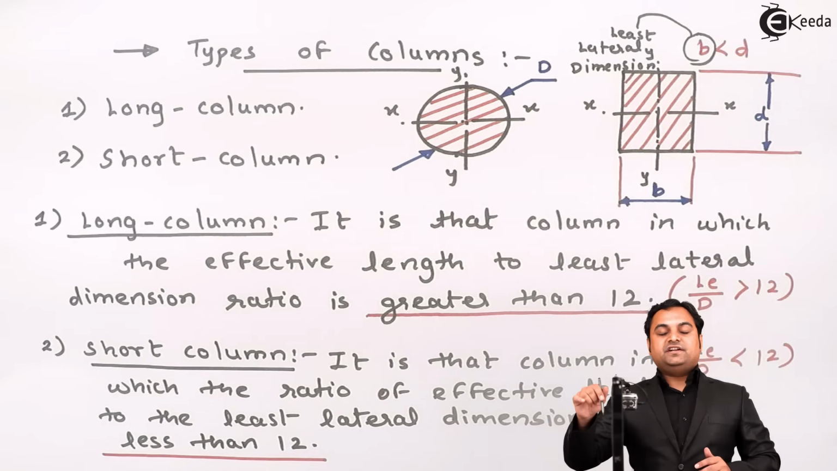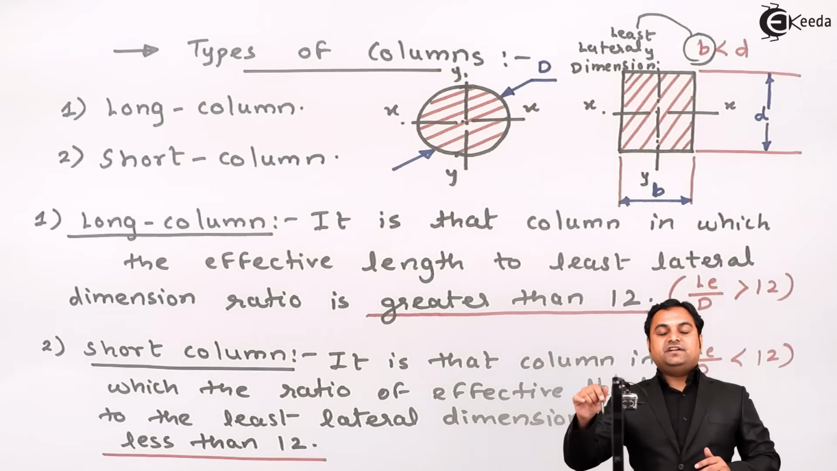So here I have explained the meaning of long and short column with the help of examples. A column can have any kind of cross section. It is not that there should only be a round or circular column or a rectangle. Section can be anything. But while explaining long and short, I have taken these two examples to explain the least lateral dimension. For the circle, the least lateral dimension will be the diameter. For the rectangle, we have to take the minimum value of width and depth, that will be the least lateral dimension. So this was regarding the long and short column.